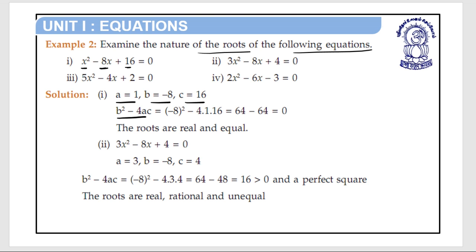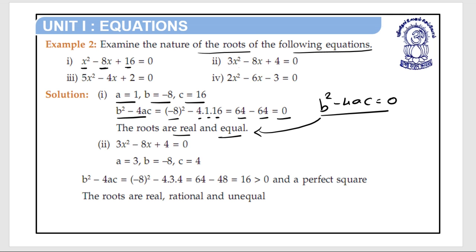Now take B square minus 4AC. So minus 8 square minus 4 into 1 into 16. So 8 square is 64, minus 64 is equal to 0. The roots are real and equal because the condition is B square minus 4AC is equal to 0. At that time, roots are real and equal.